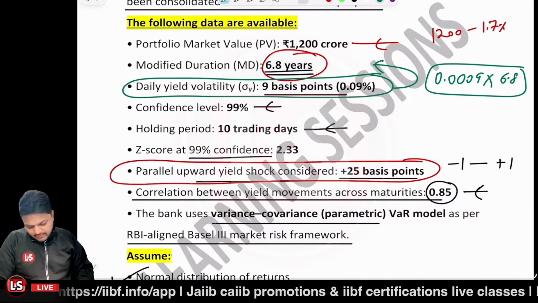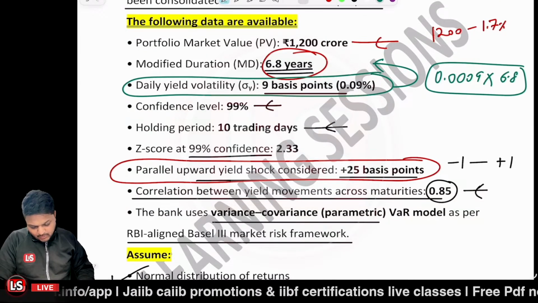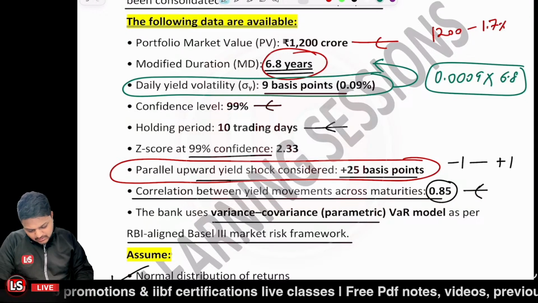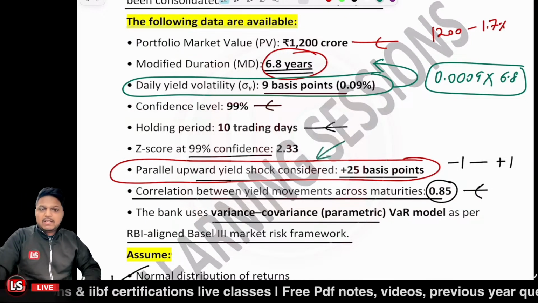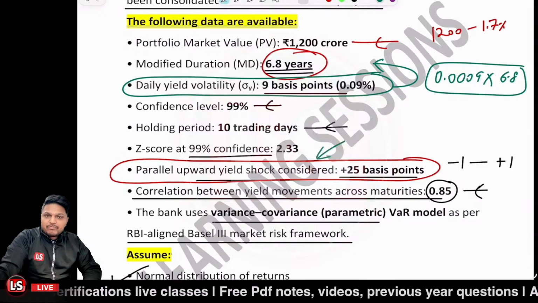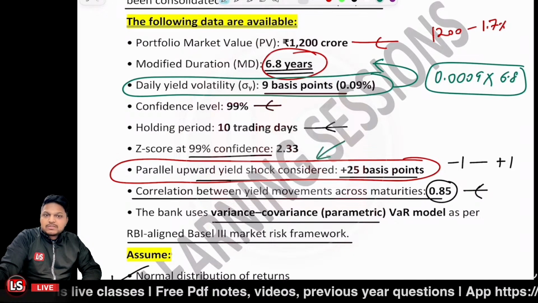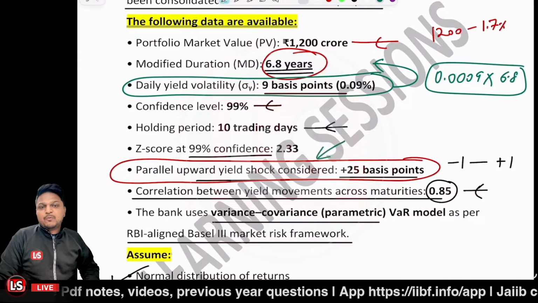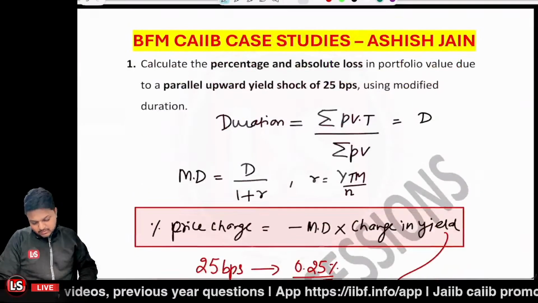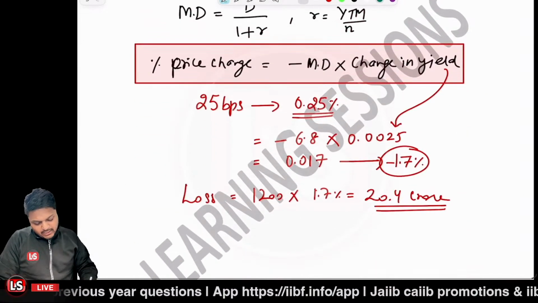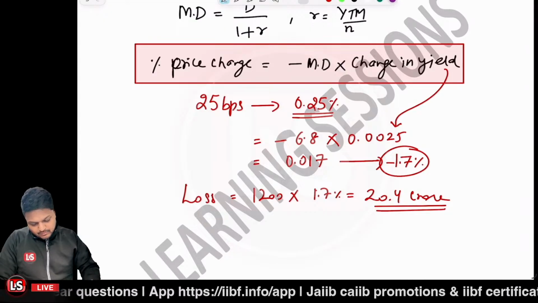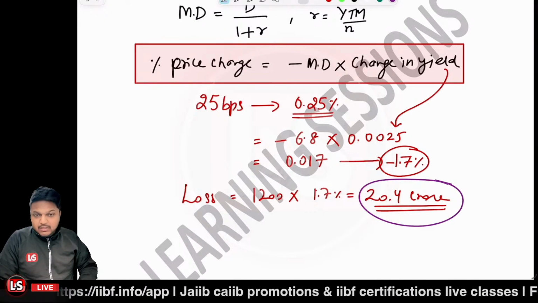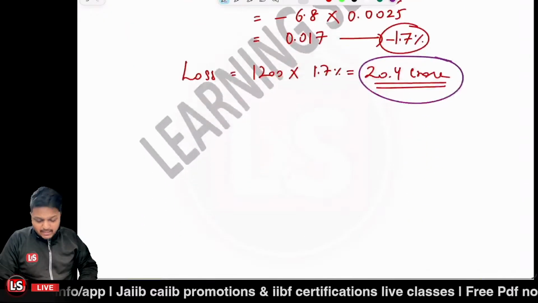It should be given in the question about the duration shock. See, the duration shock is an upward yield shift of 25 basis points, and there was an absolute loss, right? That was of 20 point something crores. We calculated it; it is 20.4 crore. We have already calculated that in the first question, right? So it is already clear to us, right?